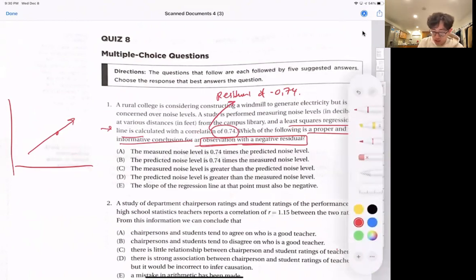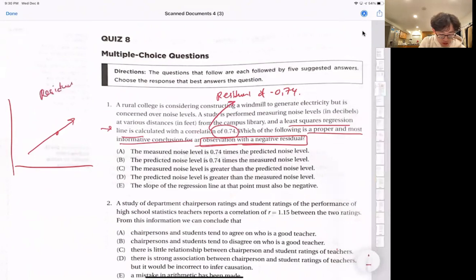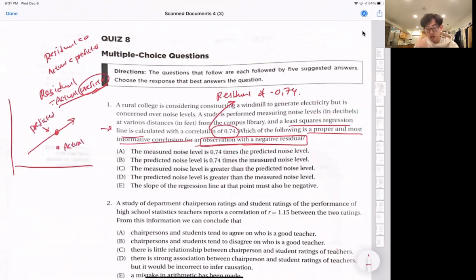The residual is always actual minus predicted. So if we are considering an observation with a negative residual, if the residual is less than 0, it means that actual has to be less than the predicted. Because if I do actual minus predicted and it becomes a negative number, that means the predicted is the one that's higher. So this point is on the line, which makes it predicted. Then the actual is less than the predicted. In other words, the residual is negative.